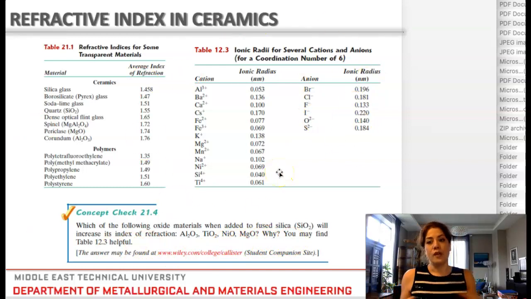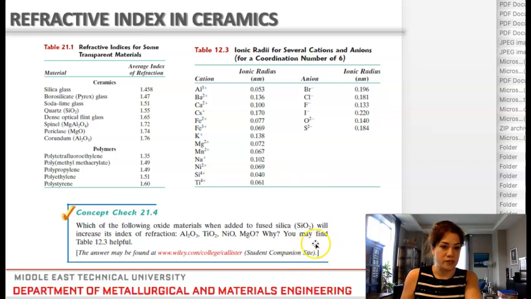The idea behind it is, the larger the ions compared to the mother ion. What is the ion present in this silica? Silicon, right? Let's look at the ionic size of silicon, which is 0.04 nanometers, 0.4 angstrom. That's the ionic radius for silicon plus 4. If I add aluminum oxide, the ion is aluminum plus 3, which has an ionic radius of 0.53 angstrom. Titanium is even bigger, 0.6 angstrom. Nickel is even bigger, almost 0.7 angstrom. Magnesium is even bigger, 0.72 angstrom.